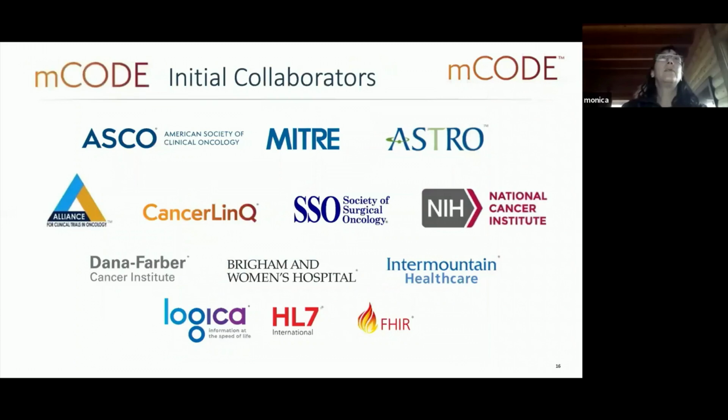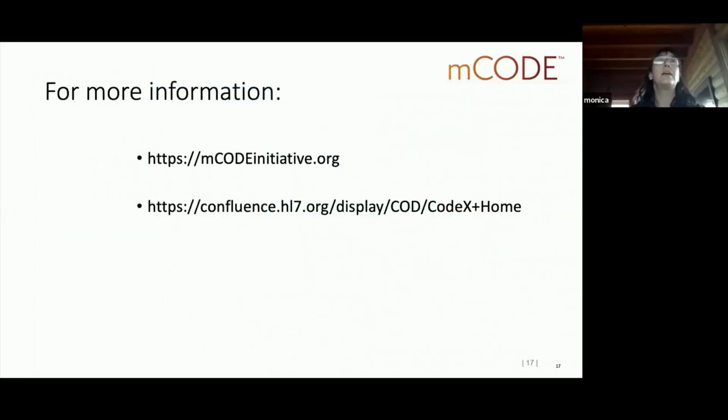So finally, I just want to acknowledge the initial collaborators within mCODE. These are the major organizations that have got this initiative off to, we believe, a very good start. And I'll end today with two sites where anyone who's interested in further information can go to find this. Thank you very much.